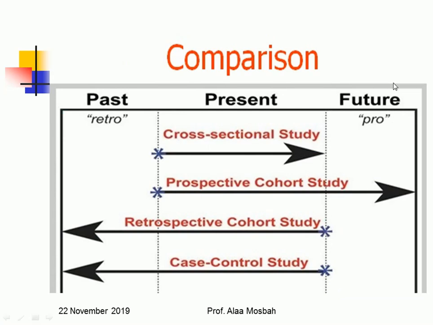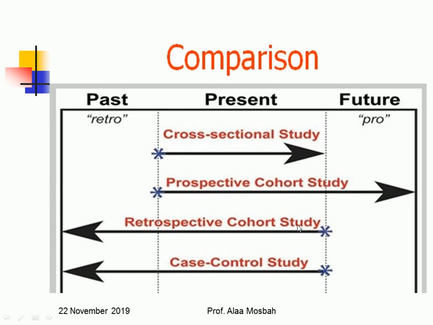In this slide I wanted to say that case control is always a retrospective study, starting from this point and going backward. On the other side, a cross-sectional study is in the present only, not going to the past, not going to the future, in the present. A prospective cohort starts at this point and goes to the future. So it is a prospective study. This is a concurrent one.